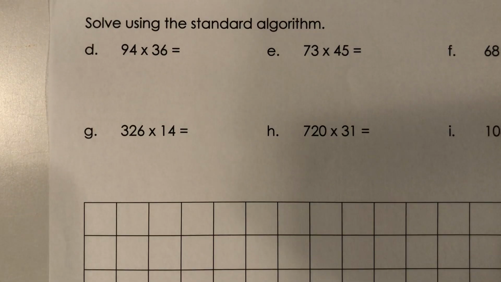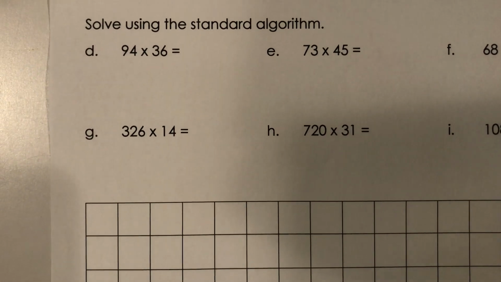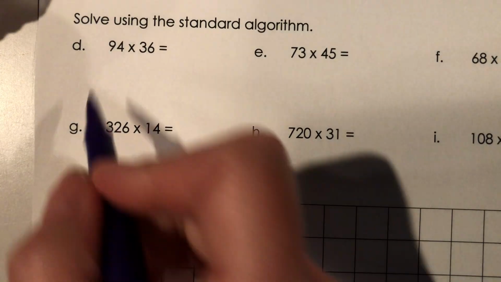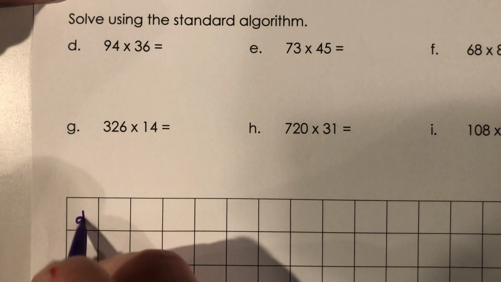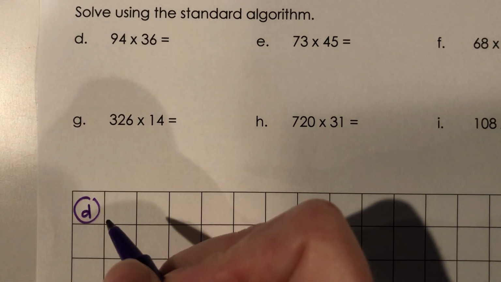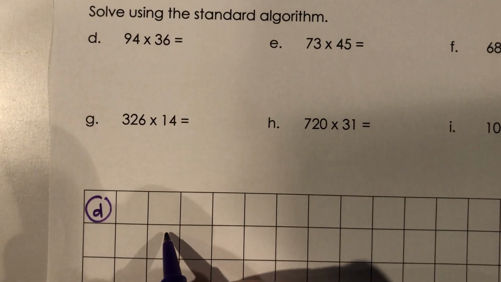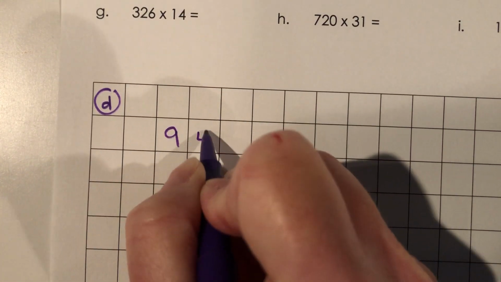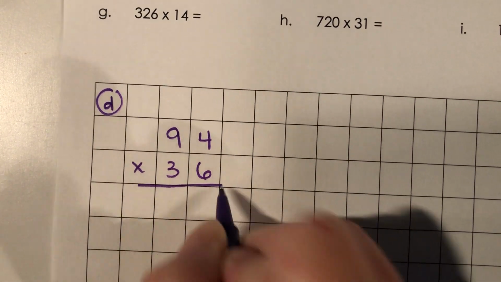So turn the page. All right. Now, I find that when working with these, it's a lot easier to write those problems in the boxes, okay? So go ahead and we're going to solve letter D in here. So I'm going to write down D, and I want to give myself some space here, so I'm just going to start the problem over here, leaving room for me to carry. So 94 times 36 is our problem.